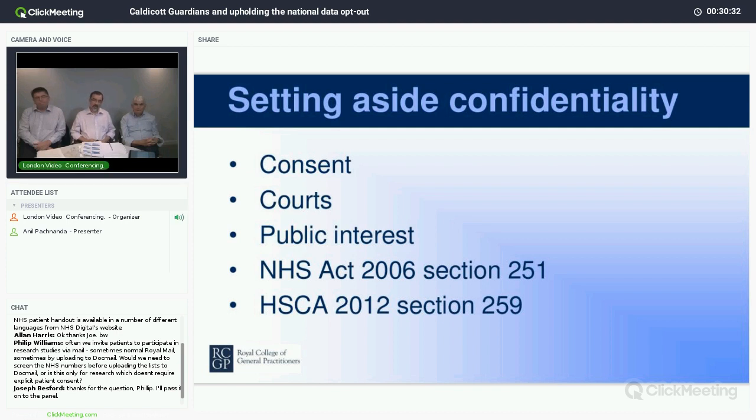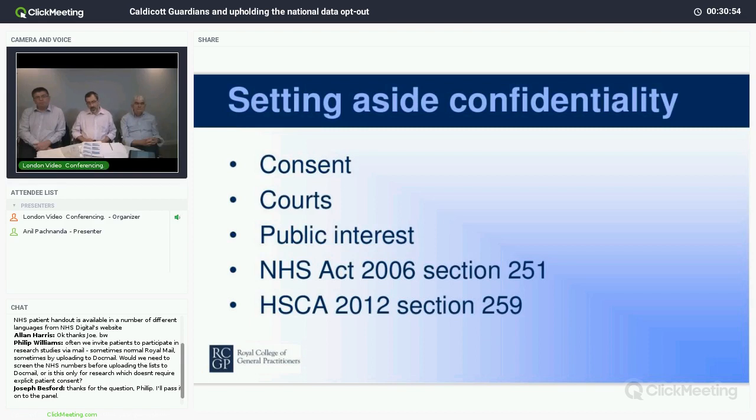Public interest is a tricky one at times, and I very much recommend that if you're considering public interest, it's well worth discussing it with either the General Medical Council's advisors or your medical defence organisation. Certainly the GMC are very helpful in that situation.